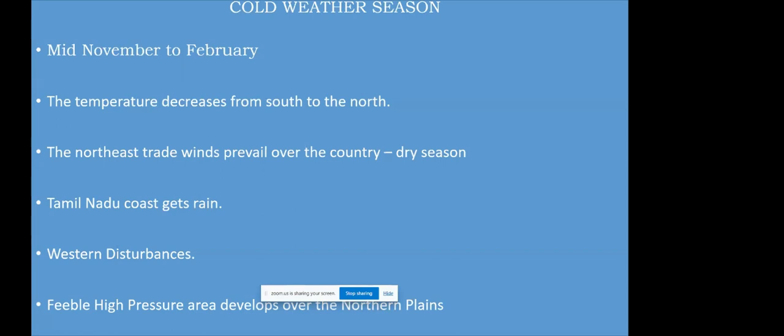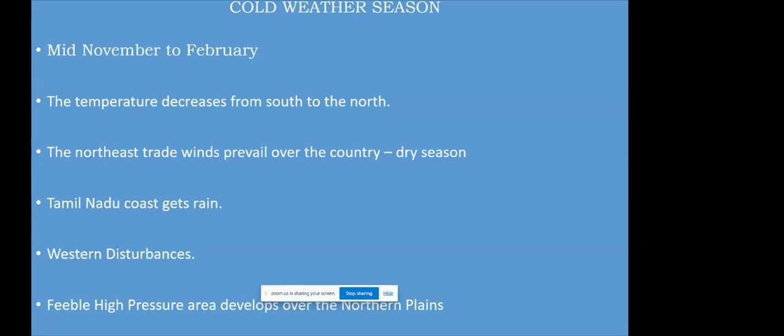When temperature is low. Actually, in the southern part, the temperature is higher. As you come to the northern areas, the temperature keeps on decreasing. And in the northern plains, the temperature is very low. That is why a feeble high pressure area develops over the northern plains of our country. And wind starts blowing outward in all directions from this high pressure area. So that's all about cold weather season. Any doubt about cold weather season, teachers?